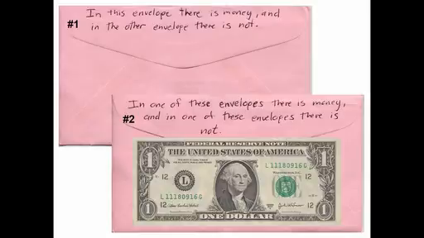In one of these envelopes there is money, and in one of these envelopes there is not. If that's the true statement, then we go up to the other one. In this envelope there is money, and in the other envelope there is not, and that statement is clearly false then. So we've used the idea of indirect proof to solve. It works in many cases. It's a really good approach. Direct is easier, but sometimes you need to use an indirect proof.